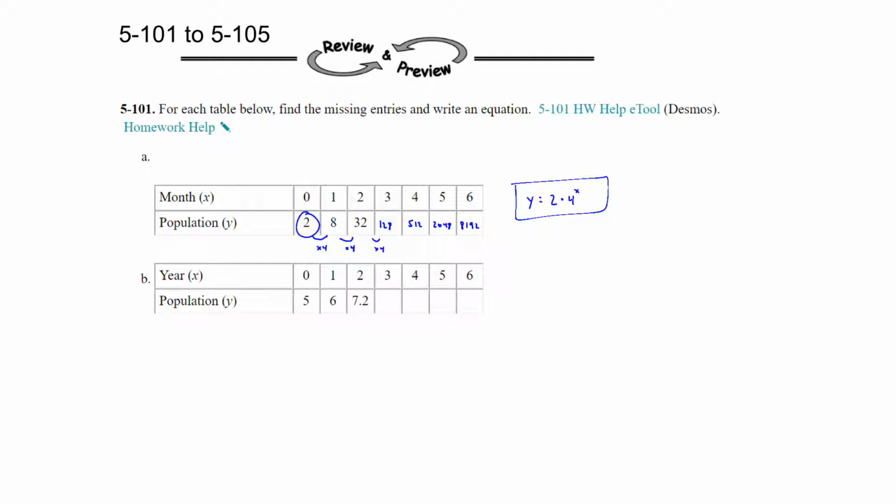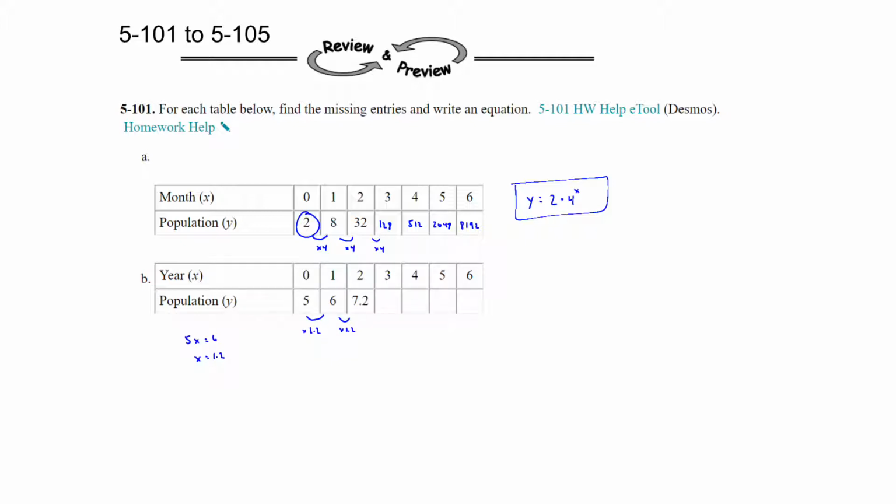On Part B, we're going year and population, so pretty similar here. What do we have on this one? On this one, we're going from 5 to 6 and 6 to 7.2. So we can work backwards, and we can take, once again, 5 times what value is equal to 6. And if we divide that, we get 1.2. So 5 times 1.2 is 6. 6 times 1.2 is 7.2.